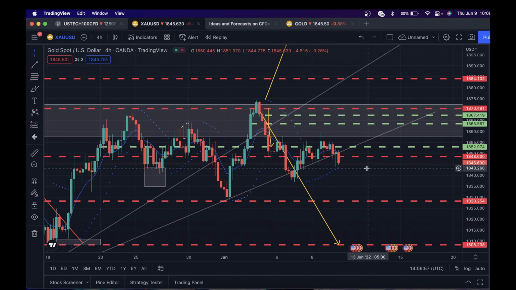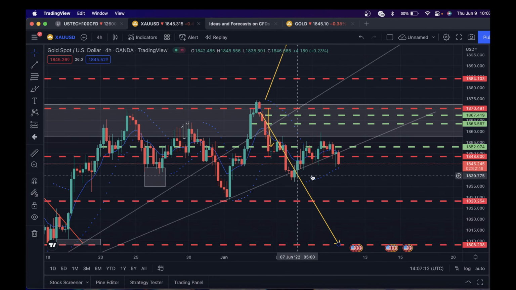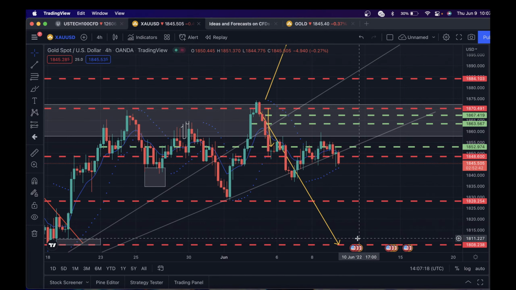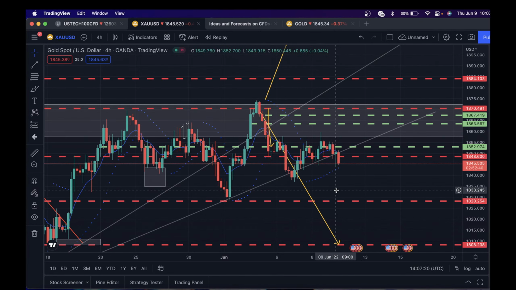The price is still at 1843 on H4. So what it will do is try to break this price and it will form from here. If this market breaks this area, it will go more down. First it will test 1830, then it will go to 1808.